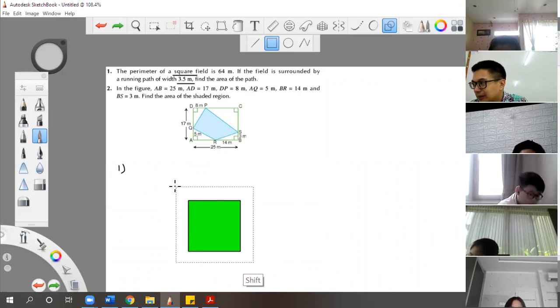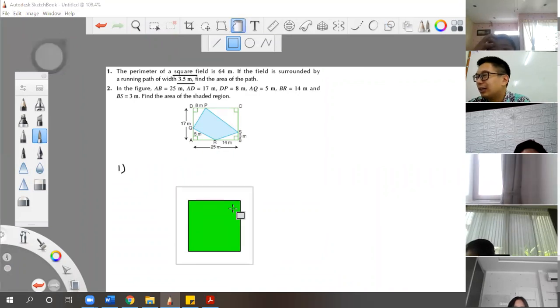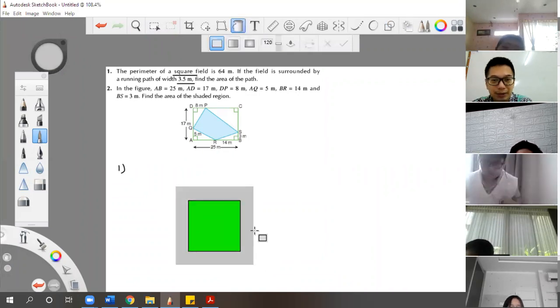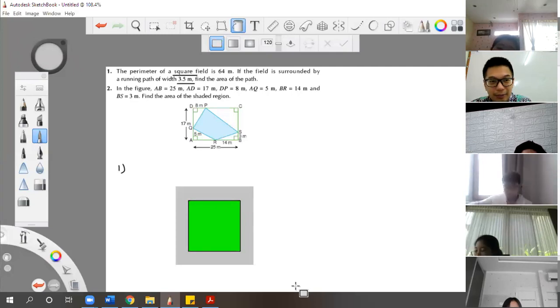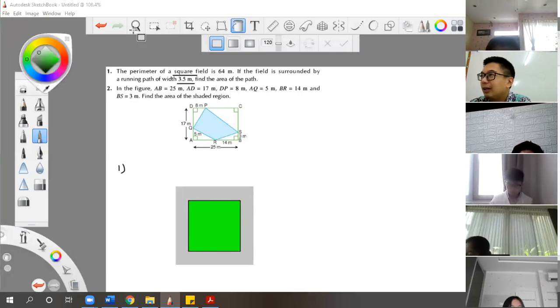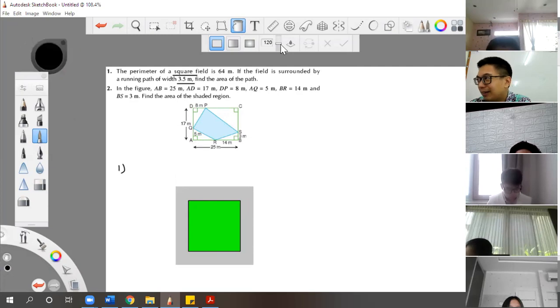Nah, ini. Oke, square lagi dong. Terus ini running path-nya. Right? The question is asking you for the area of the running path. Oh, ya udah. Lu gambar dulu, guys. Udah gambar ya, udah selesai nih.